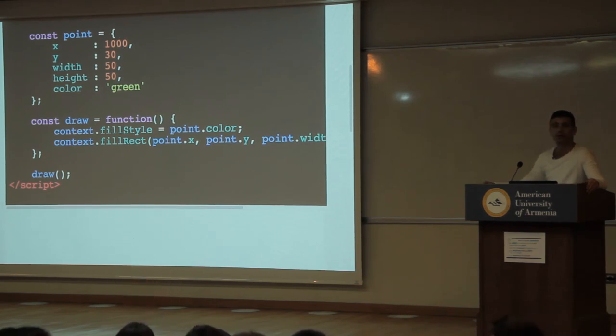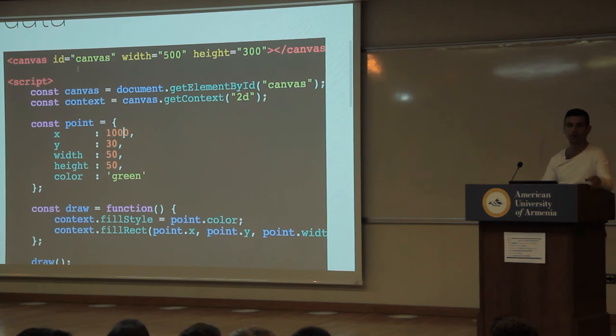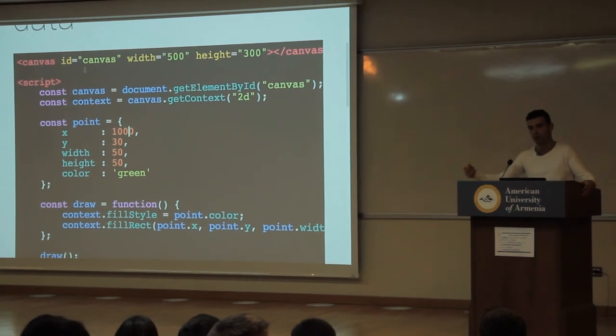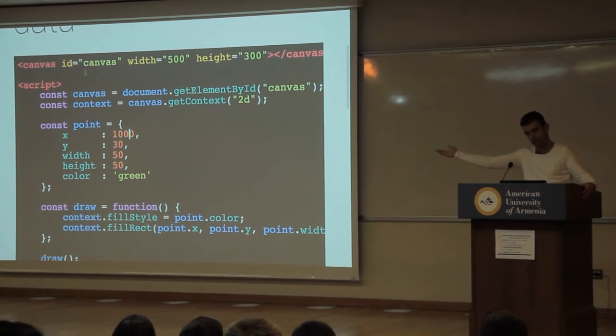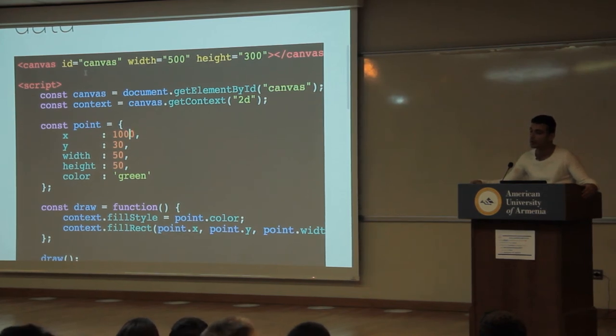Yes? Can we change the color of the background? Of course. So the background color itself, you can do it in two ways. You can either just draw a big rectangle of whatever color you want, or because canvas is an element, you can use CSS to do background color, whatever you want.